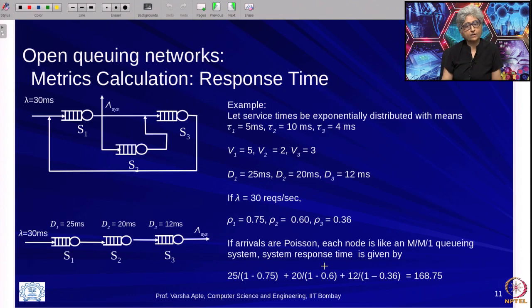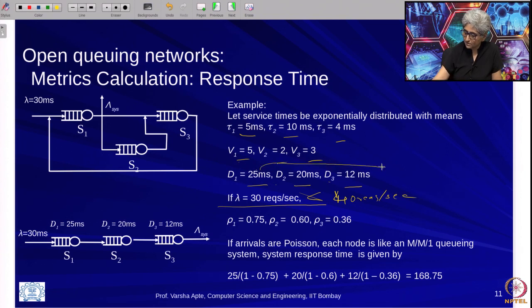So, let us look at an example as earlier. This is again 5, 10, 4, visits are 5, 2, 3, D1 is 25, D2 is 20, D3 is 12, these are the products 5 multiplied by 5, 2 multiplied by 10 and 3 multiplied by 4. Again, we will do all of this only for stable, so lambda is less than 40. Remember the bottleneck throughput here is 40. So, this is less than 40 requests per second. The 40 comes from the maximum service demand here, and the rate is going to be the bottleneck throughput, right, that is where the 40 comes from.